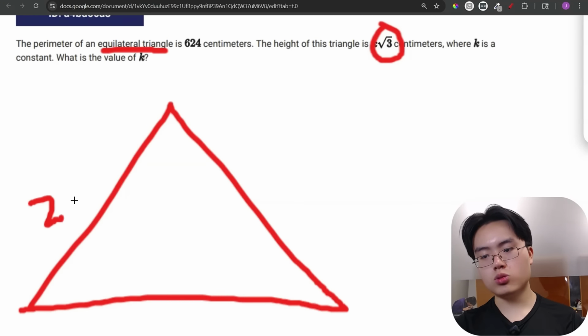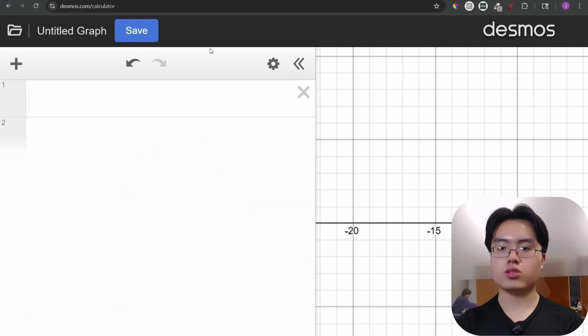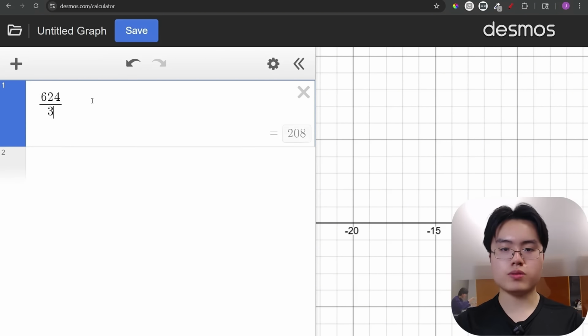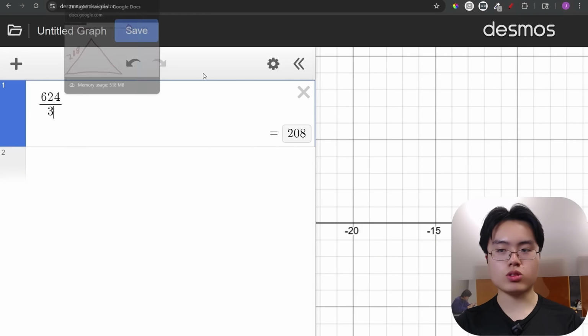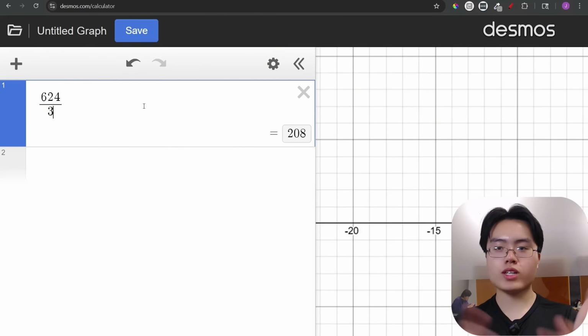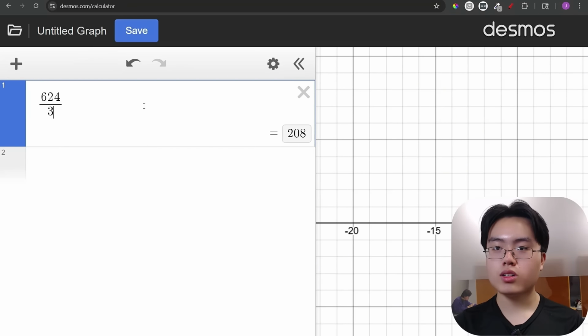I wouldn't recommend you do mental math in your head. I would use Desmos. So I do 624 divided by 3, just to make sure. Because I'm the type of guy that does that. And I actually recommend you do that too. It's only a few seconds. You should already have Desmos, the calculator, pulled up on your screen when you're doing this during the test anyways. Okay.